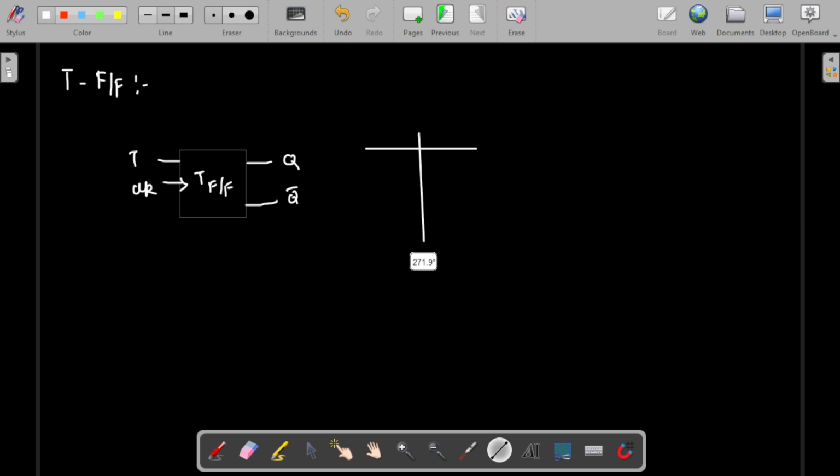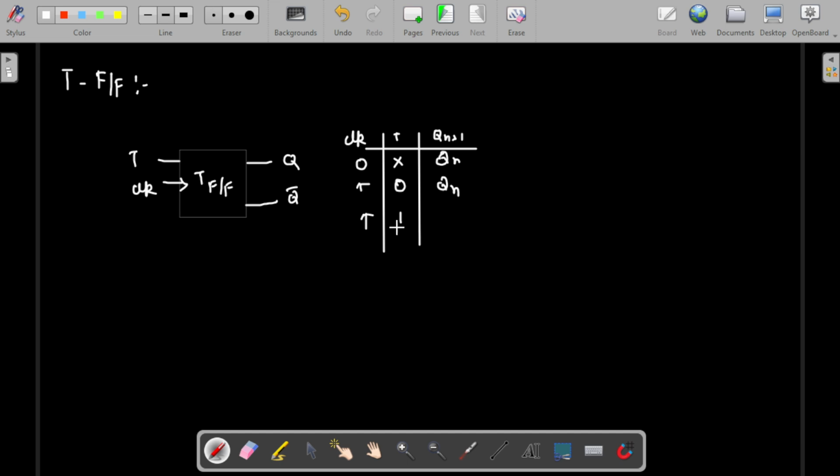Whenever there is a clock input and input T is equal to 1, the output will be toggled. So here, clock, T, Qn plus 1. Whenever clock is equal to 0, whatever may be the condition, the output will be maintained the same. Whenever the clock is edge triggered and T is 0, Qn will be maintained. When 1 is applied, Qn will be toggled. So that is the thing.